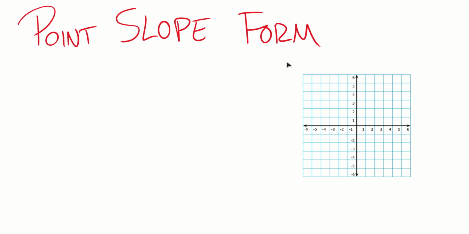Hello, wonderful children. Today we're going to talk about another type of linear function. This one is called point-slope form.